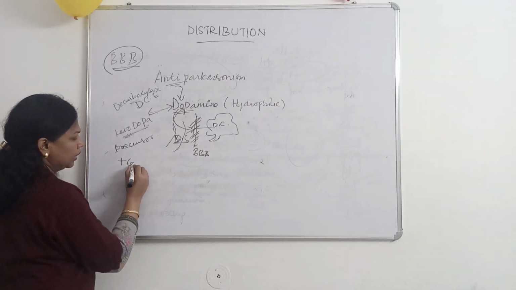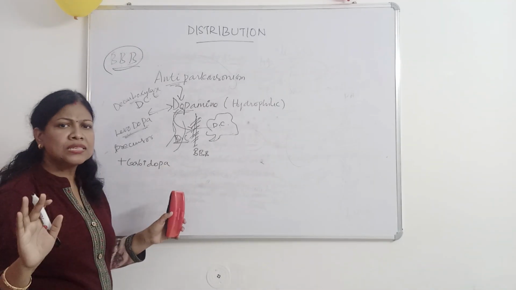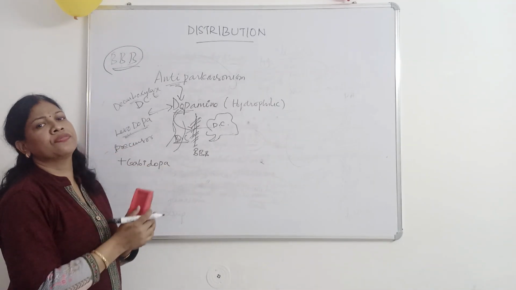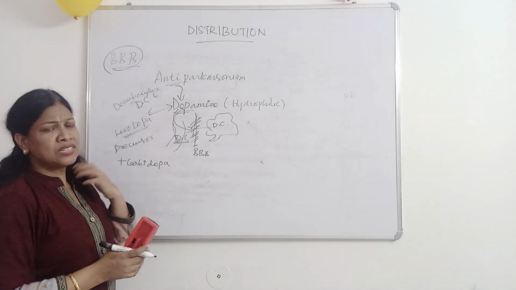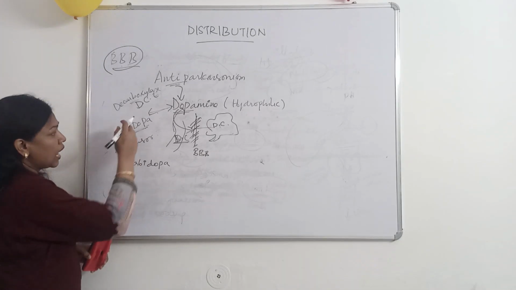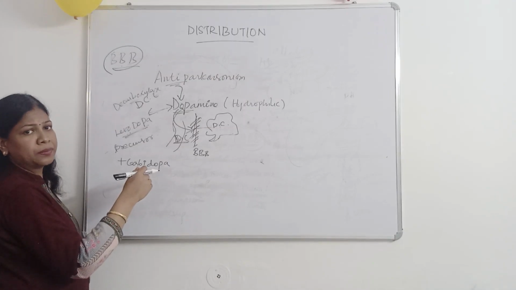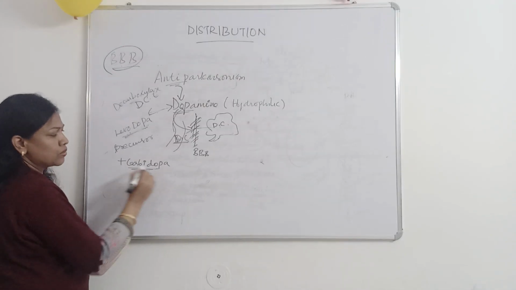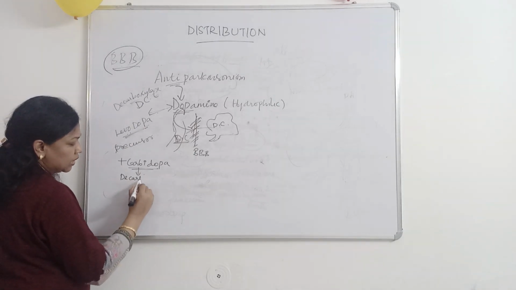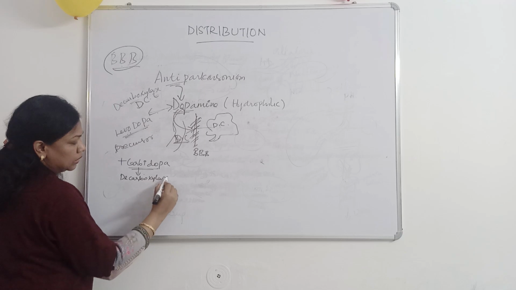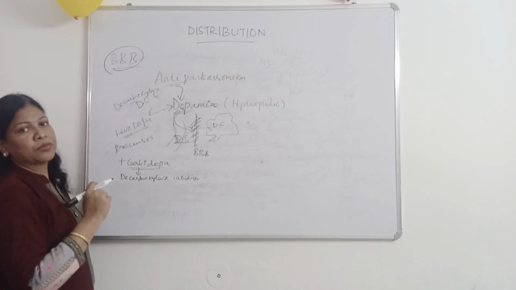So we are adding carbidopa. What is the role of carbidopa? Carbidopa has no role in the therapeutic action in Parkinsonism disease. It is used as an adjunct to this levodopa. Levodopa gets metabolized outside the blood-brain barrier. To prevent that, we are using carbidopa. Carbidopa's mechanism is that it is a decarboxylase inhibitor. So this carbidopa has the ability to inhibit the decarboxylase enzyme.